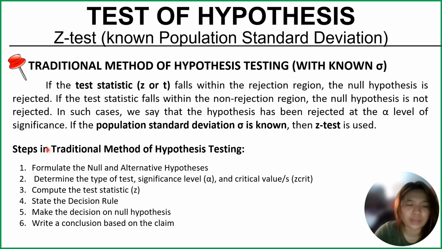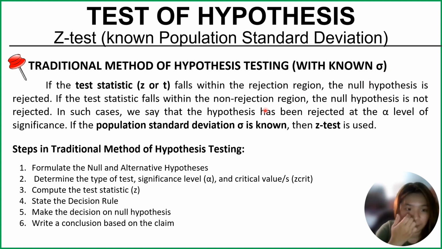There are 6 steps in the traditional method of hypothesis testing. In this video lesson, we will only be focusing on the z-test because I will only be giving you examples wherein the population standard deviation, sigma, is known.